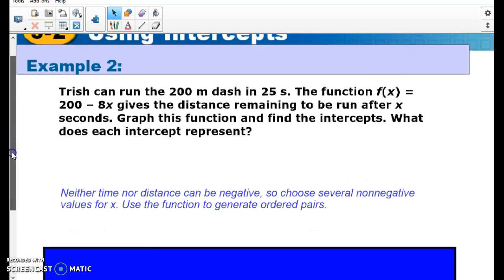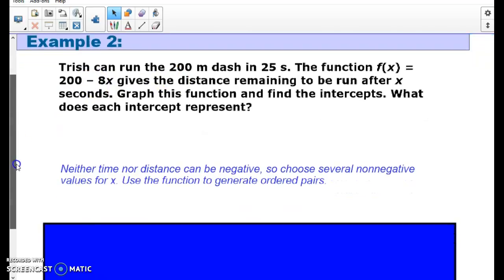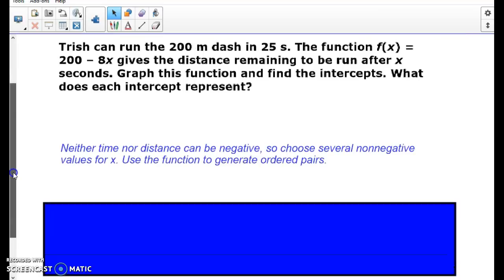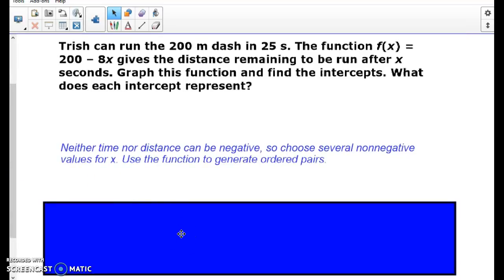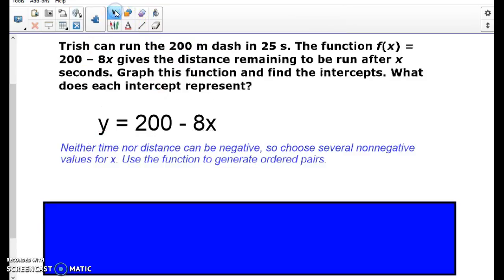We can even do it when we're talking about big long word problems like this. So Trish can run a 200 meter dash in 25 seconds. So the function f of x, remember that's just another fancy word for y, is 200 minus 8x, which gives the distance remaining. Okay, and then we would have to make a graph for this. So usually 200, that's going to be a big number, but kind of the same thing, where we plug in different numbers for y equals 200 minus 8x. Okay, so remember, I'm going to plug in a 0 for x, figure out what y is, plug in a 0 for y to figure out what x is.